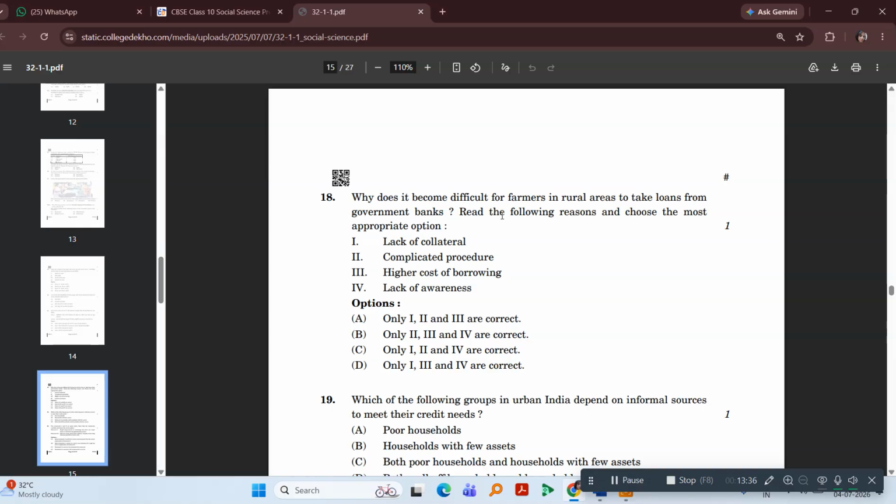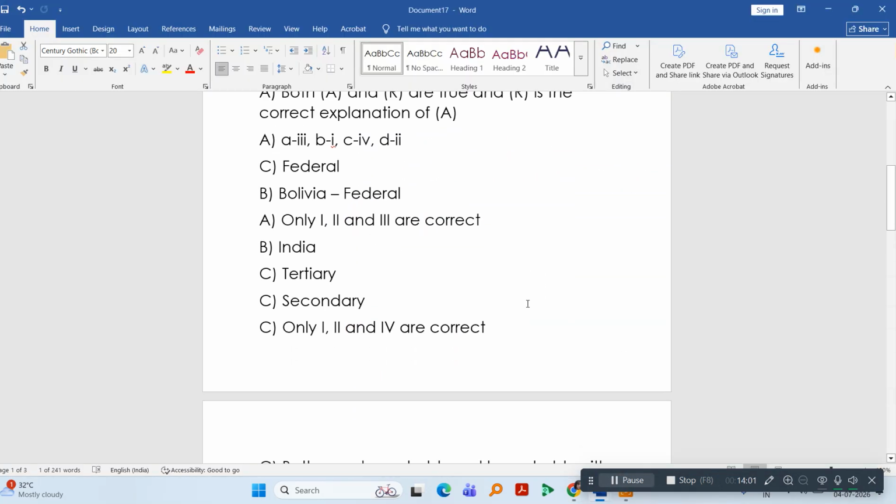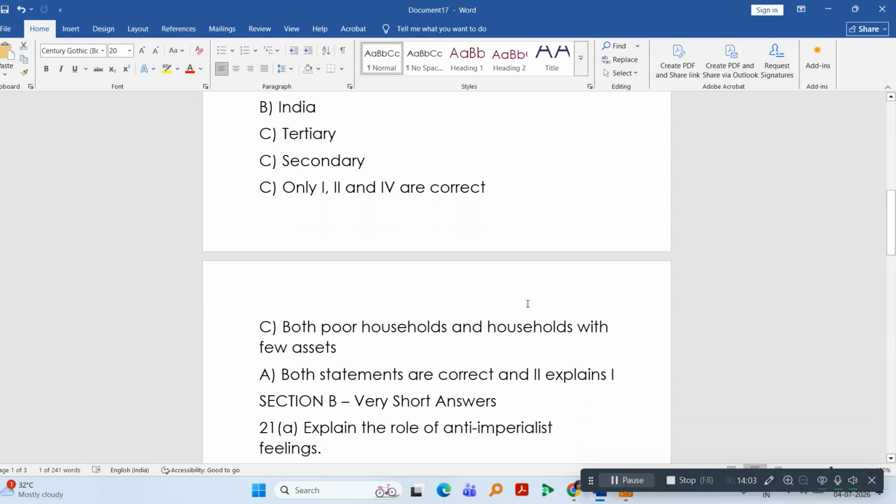Why does it become difficult for farmers in rural areas to take loans from government banks? Read the following reasons and choose the most appropriate answer. The question has four options as usual: lack of collateral, complicated procedure, higher cost of borrowing, and lack of awareness. What is the correct answer? The correct answer is... Any guesses what could be?